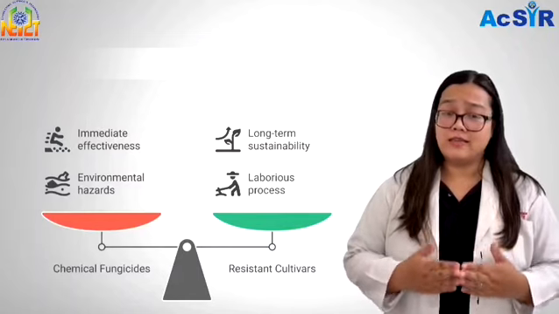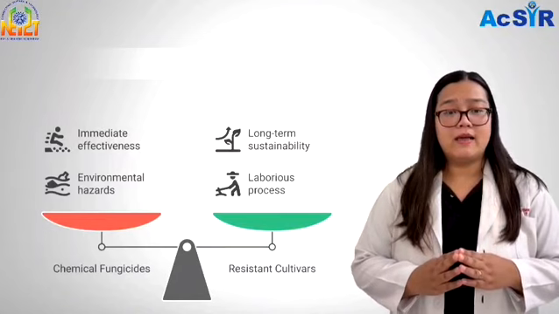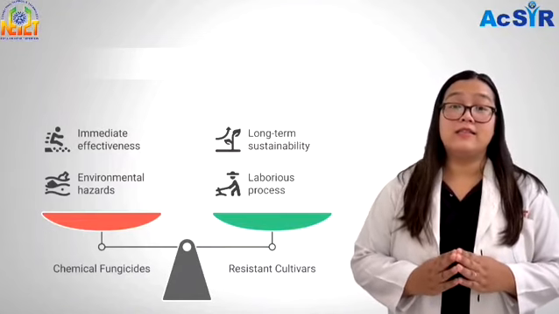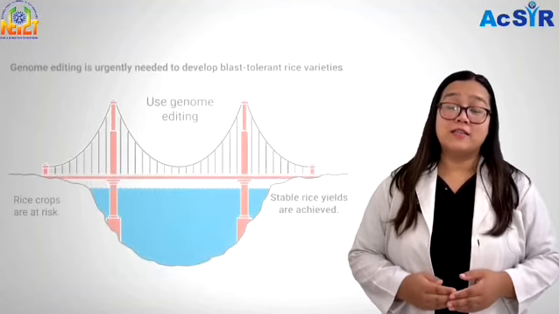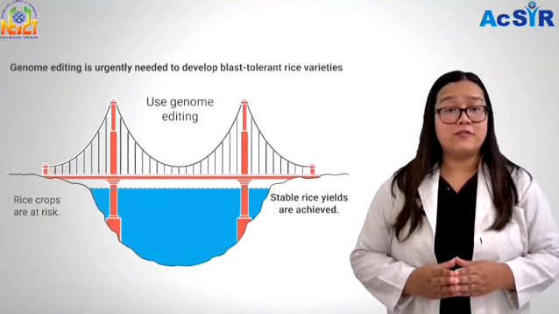To control rice blast, farmers often rely heavily on chemical fungicides, which is hazardous, or use resistant cultivars generated by conventional breeding. However, this process is laborious, time-consuming, and often results in linkage drag. To overcome this drawback, sustainable genetic solutions like genome editing come into play to develop blast-tolerant rice varieties.